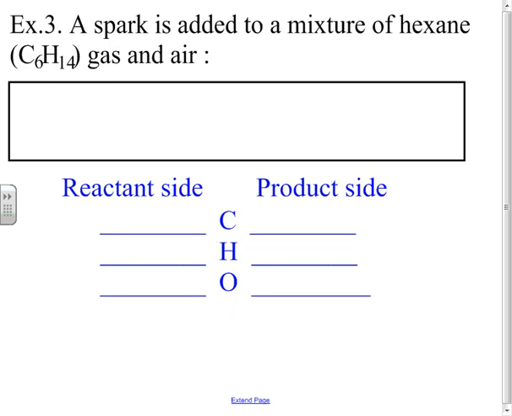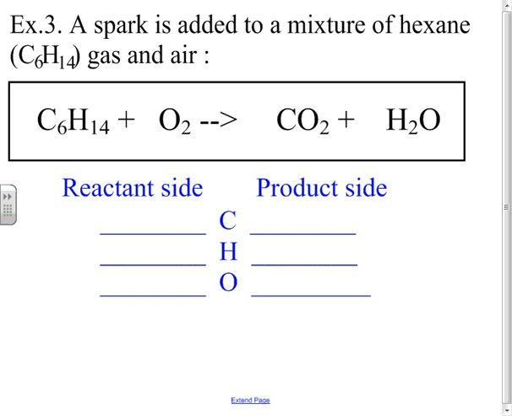A spark is added to a mixture of hexane gas and air. And again, you need to recognize that this is a combustion reaction. In the air, there's going to be oxygen, and when oxygen combines with a hydrocarbon, it's going to produce carbon dioxide and water. Right now, we've got 6 carbons on the reactant side, and so I need to put a 6 here to get 6 carbons on the product side. I've got 14 hydrogens on the reactant side. I need to put a 7 here because 7 times 2 will give me 14 hydrogens on the product side.